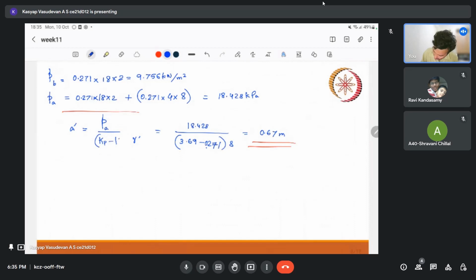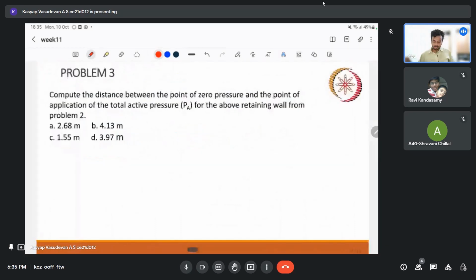Kp minus Ka into gamma dash. Gamma dash in the sense whichever is the density at that level, that is the A dash level, we have to take that. Okay. So having said that, let's move on to the next question, which is nothing but the continuation of the first one.